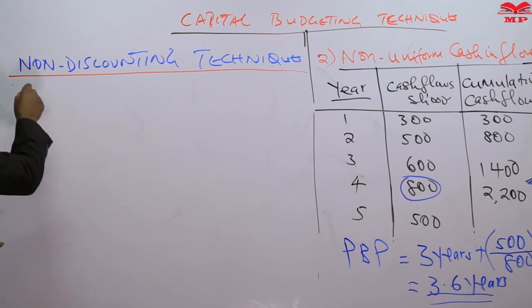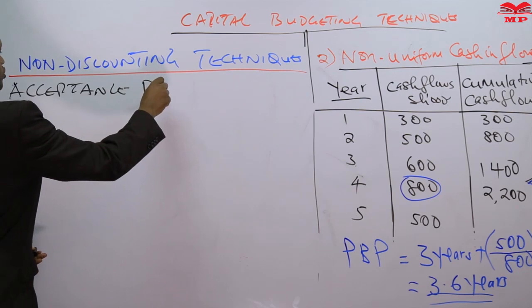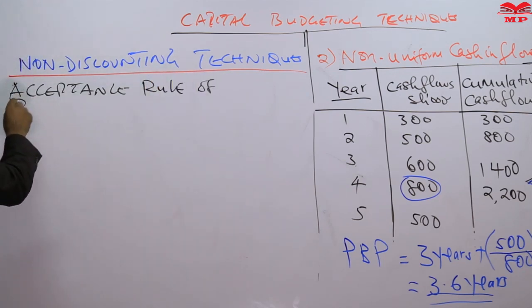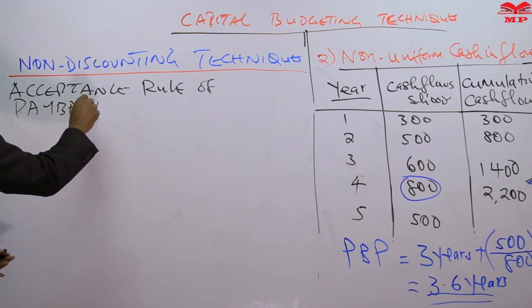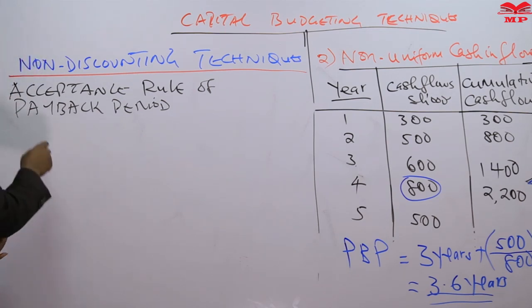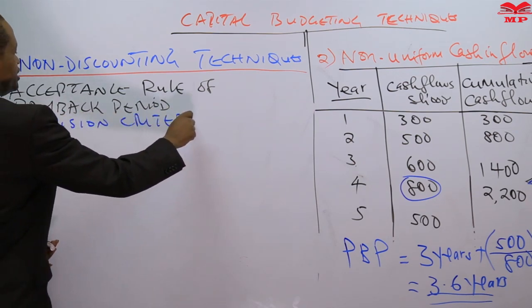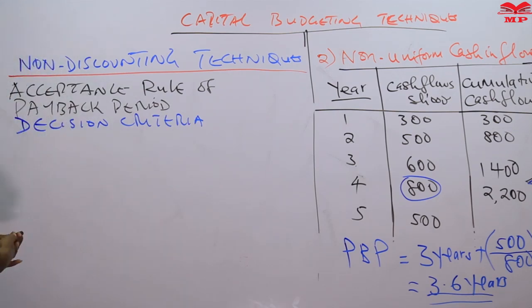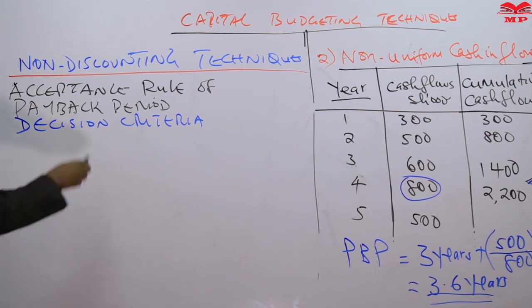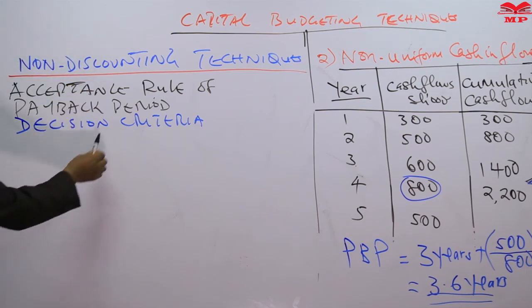The acceptance rule of payback period, or simply the decision criteria. What is the decision criteria? What criteria do you follow in making decisions using the payback period? That is the question we now need to answer. We need to consider how you use payback period to make decisions in capital budgeting. How is this technique applied?